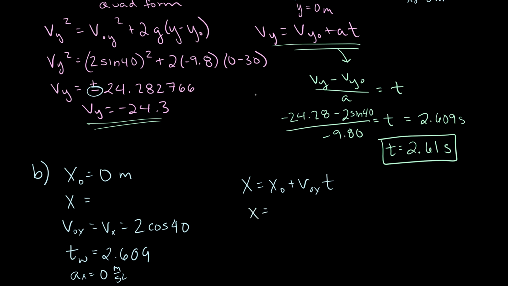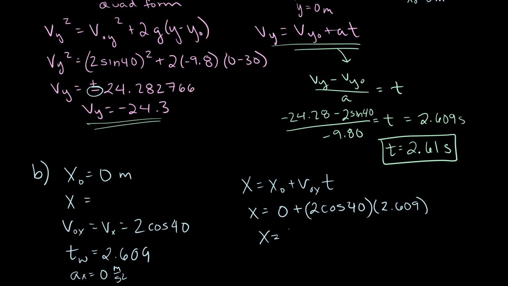So x equals 0 plus, well, our v naught x is 4 cosine. Why do I keep doing that? It's 2 cosine 40. I keep really wanting to write 4 cosine for some reason. 2 cosine 40 times 2.609. So our x ends up being, I think, 4 meters.